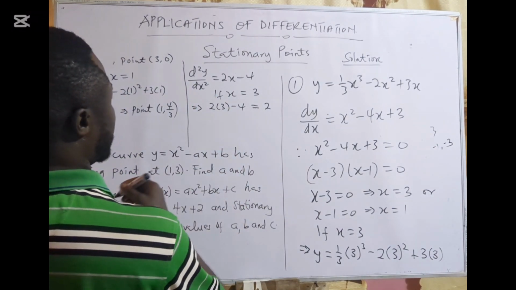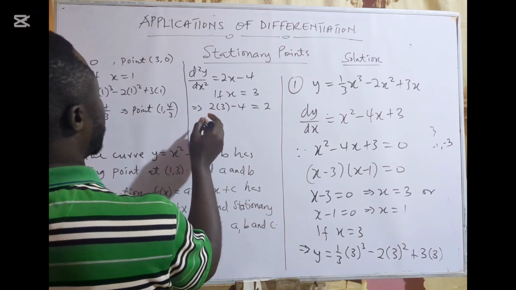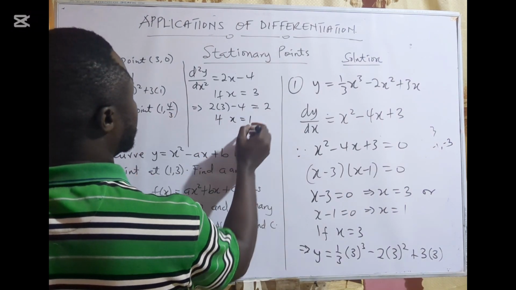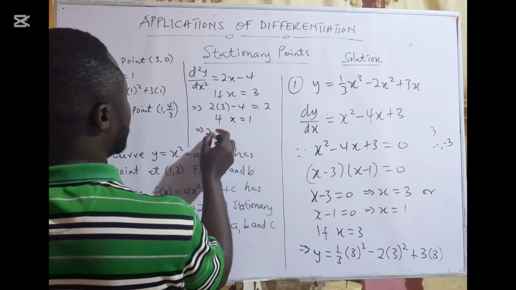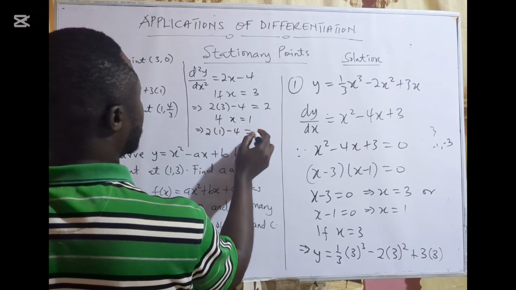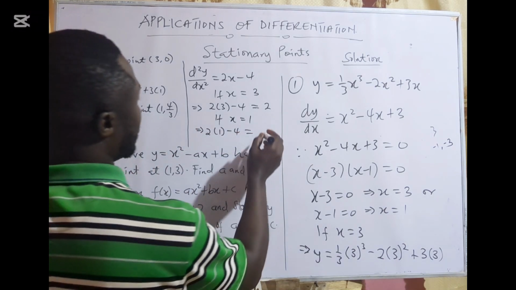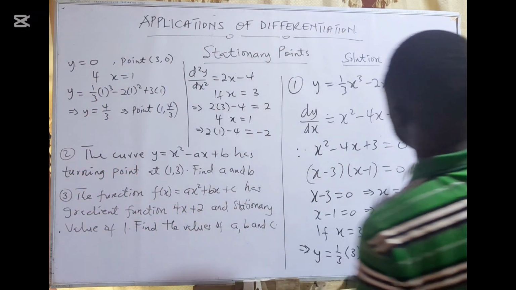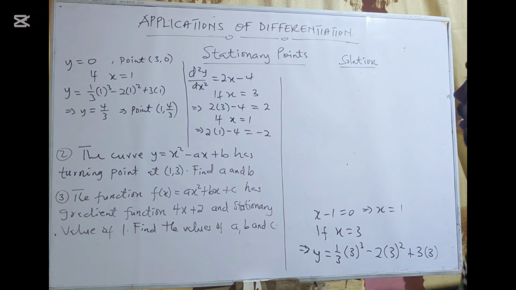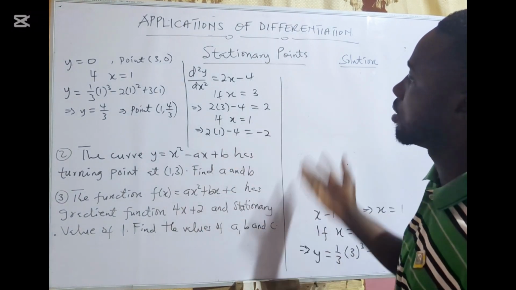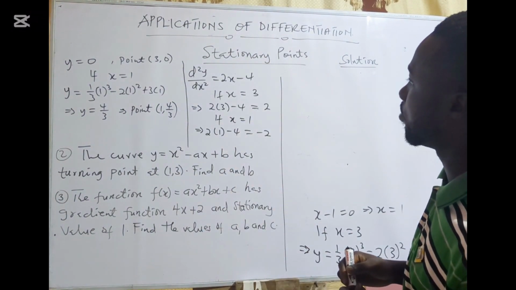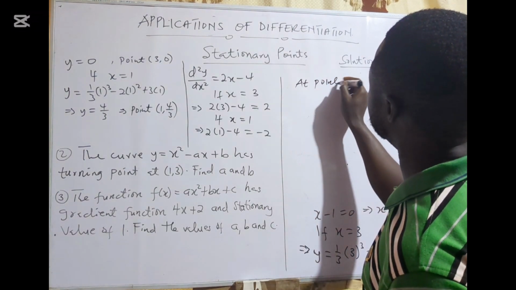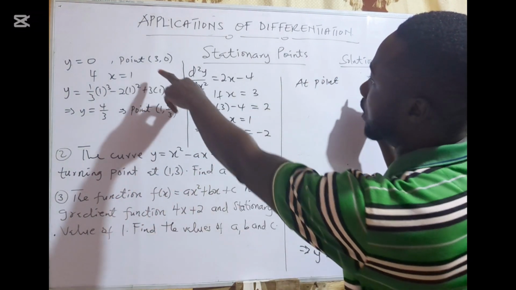Alright, let's also check the other one. If x is equal to 1, that will be 2 times 1 minus 4. 2 times 1 is 2, minus 4, that will be negative 2. Okay, so let's continue on this side, so that we know the maximum or the minimum point. So at point (3, 0).